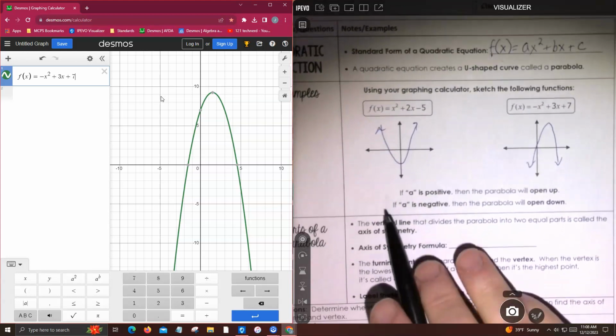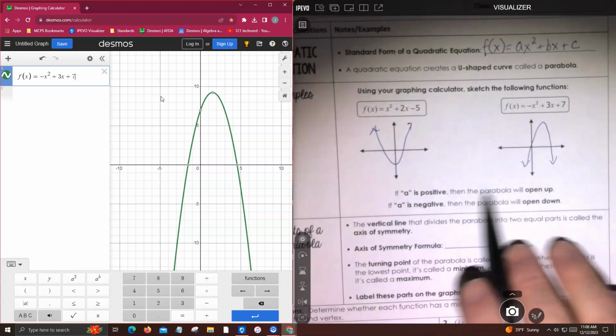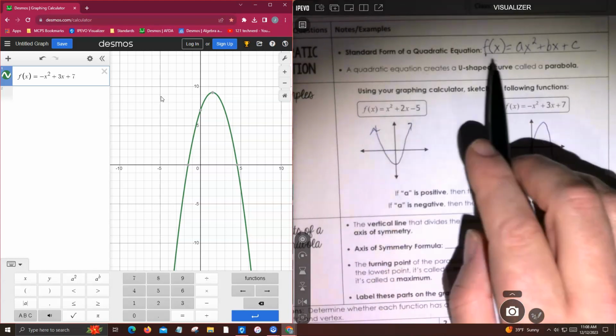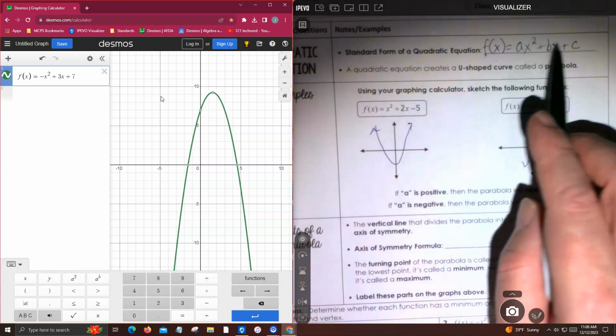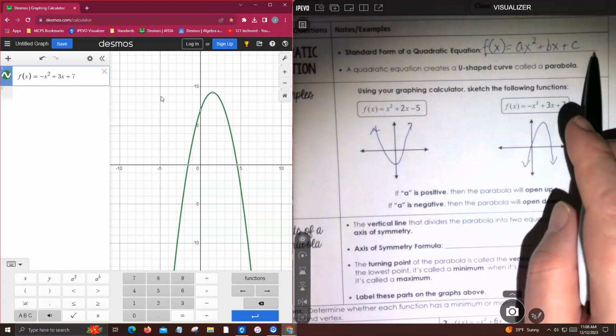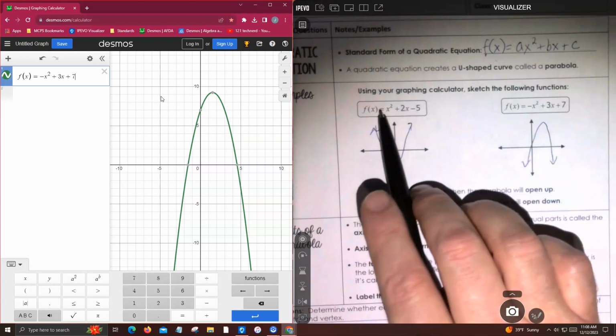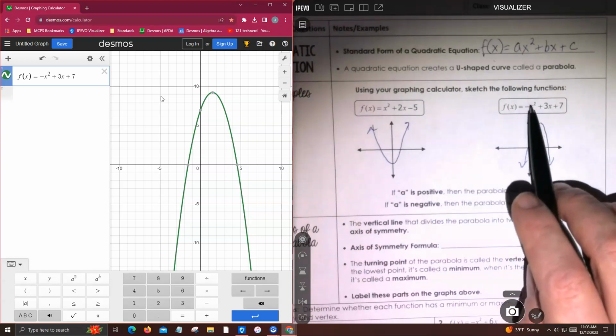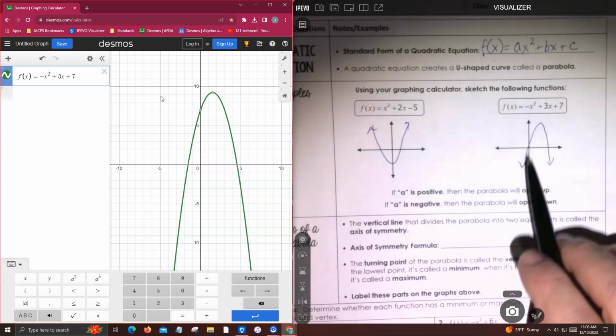So a is positive when the parabola opens up. Remember, a is the first number in our equation. Here it's positive 1. Notice this one is a negative 1, so that's why it's opening downward.